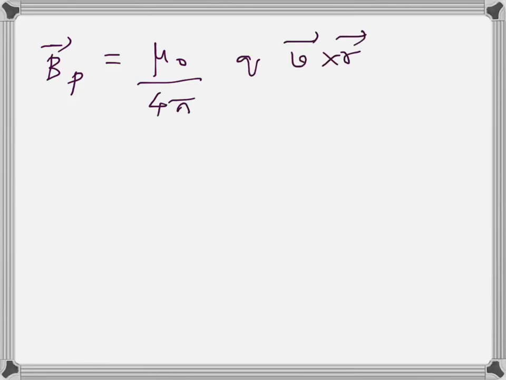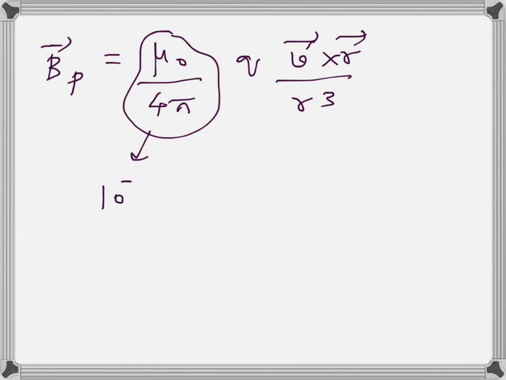So I will write the law once again here. Magnetic field at point P is given by mu naught by 4 pi Q V cross R by R cube. This mu naught by 4 pi is a constant whose value is 10 power minus 7. Very small value. You see, in electrostatics we had 1 by 4 pi epsilon naught whose value was 9 into 10 power 9, very huge value. But suddenly when you come to magnetism, the constant mu naught by 4 pi has a very small value, 10 power minus 7.